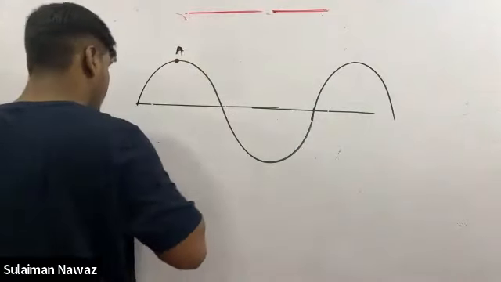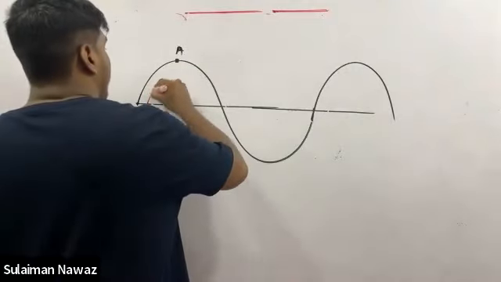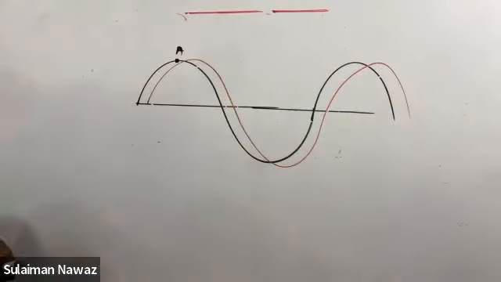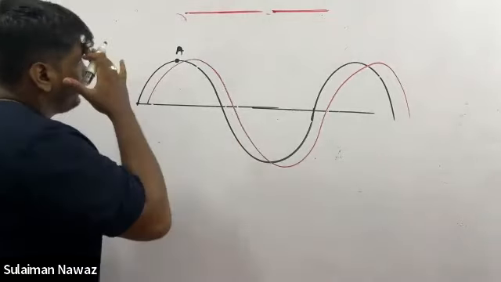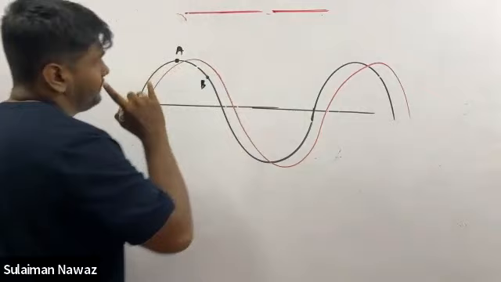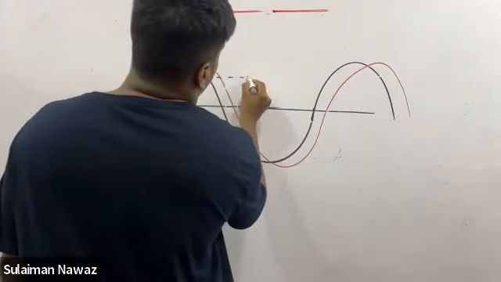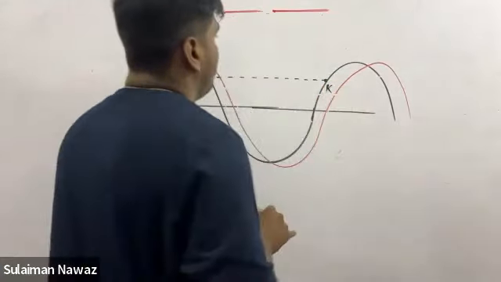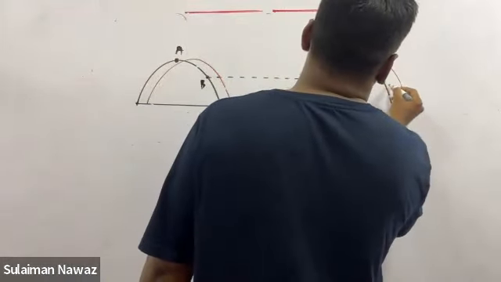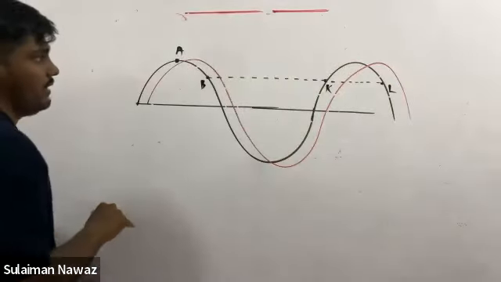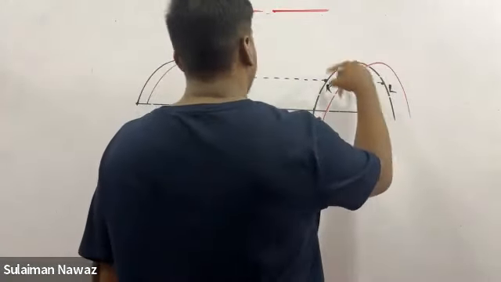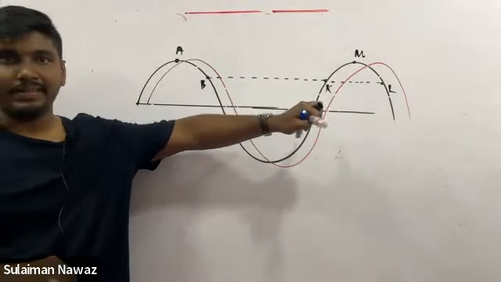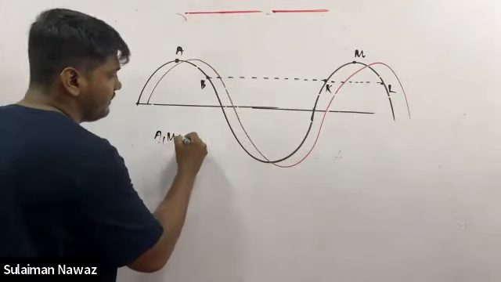Now, where is my capital A? This is my capital A particle. This is my capital B particle. Let's say this is my capital K. This particle is capital K. This particle is capital L. Let's say this particle is capital M. Now we know that capital A and capital M particles are in the same phase.